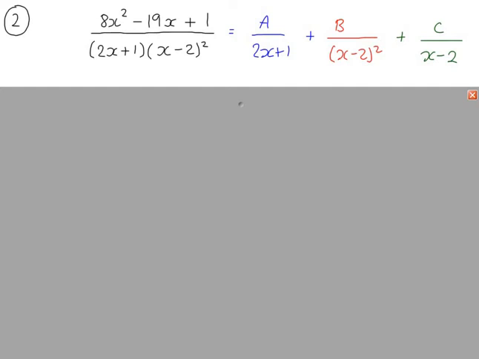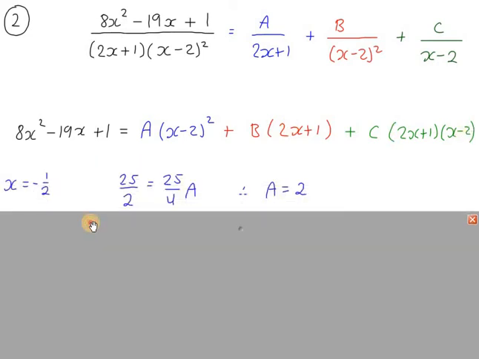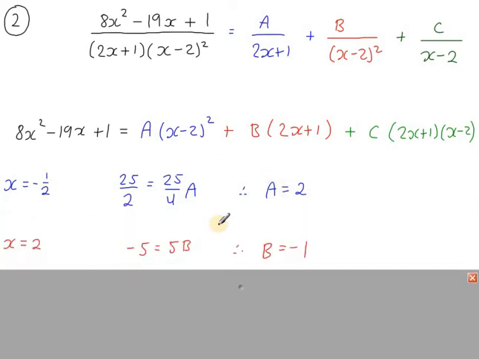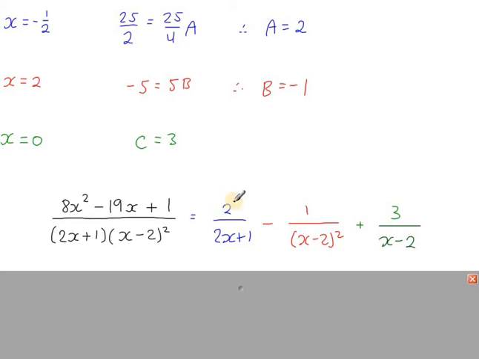Example 2, we have a repeated factor in this, the x minus 2 squared, so we get 3 partial fractions. I've skipped out the first few steps. These are just the numerators equated to each other, and then substituting in x equals minus a half gives a equals 2, x equals 2 gives b equals minus 1, x equals 0 gives c equals 3. So now we have all three of these values. Substituting the values in, we get these 3 partial fractions.